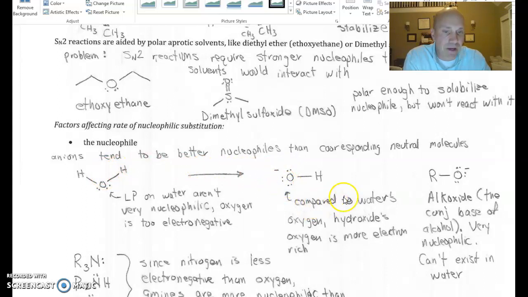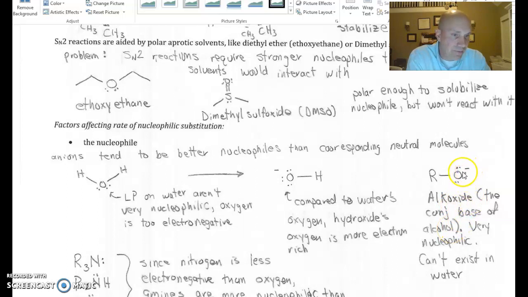By comparison to water's oxygen, the hydroxide oxygen is way richer in electrons. So this is so electron rich that it increases the nucleophilicity of these electron pairs. The same thing could be said of an alkoxide as compared to an alcohol.